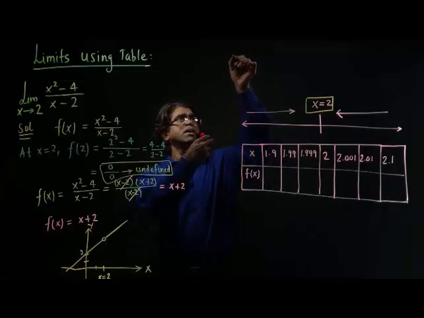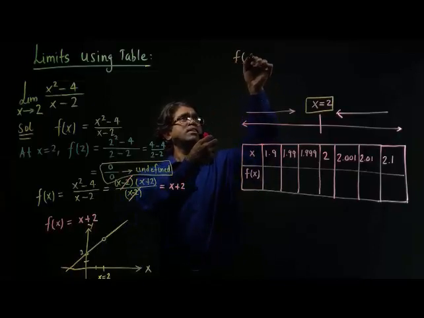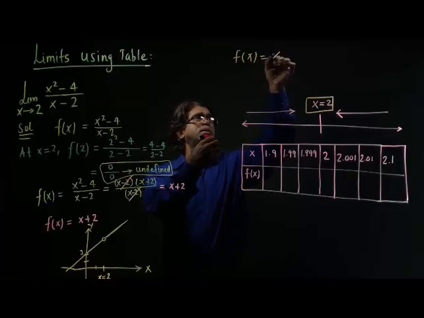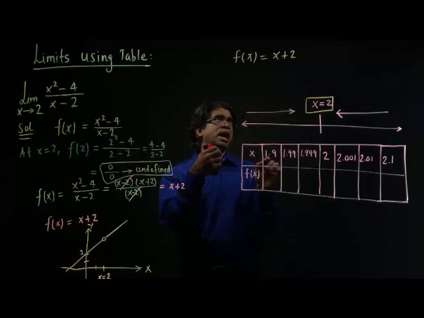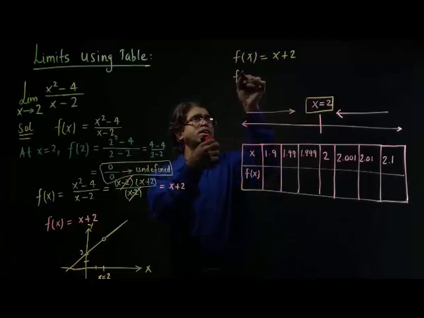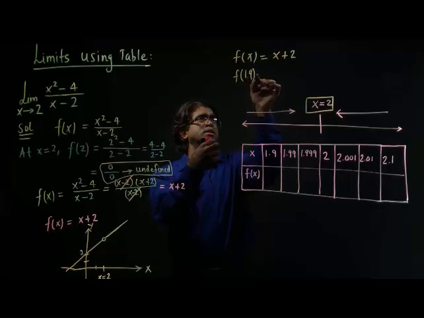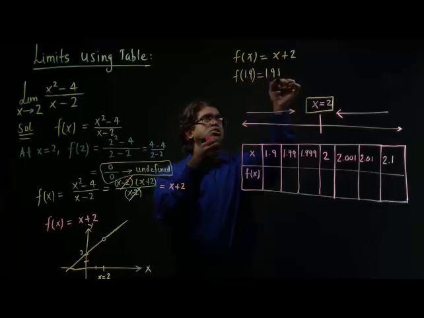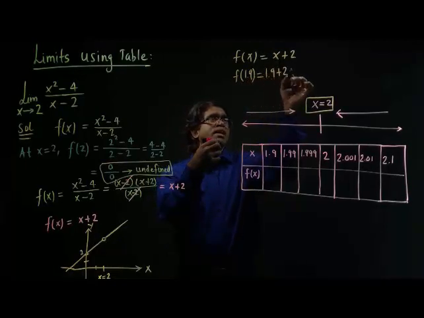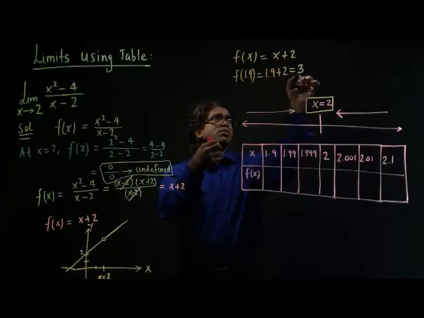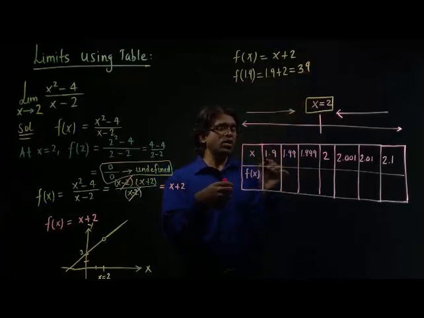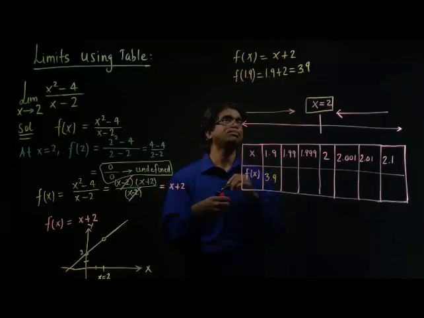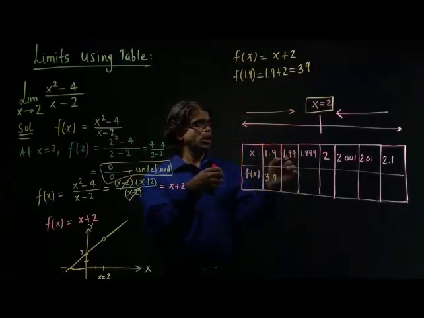As you can see, my function is f of x equals x plus 2. If I consider my point 1.9, what will I get? I will write f of 1.9 is 1.9 plus 2, because x is 1.9, and if I add, I will get 3.9. So at 1.9, the value of the function is 3.9, right?